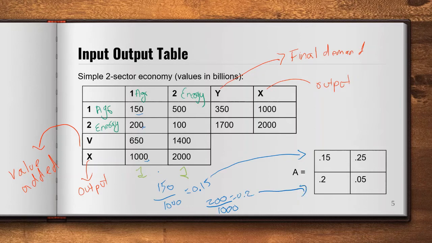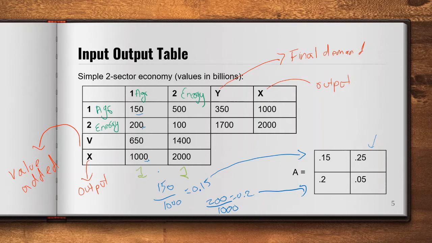Likewise, if I want to know, if I'm producing 1 unit of energy, what input will be required from agriculture and energy? We do the same. We divide 500 by 2000 and we get 0.25, that is over here. And again, this 0.05 comes because we divided 500 by 2000 over here. So 500 divided by 2000 gives you this.